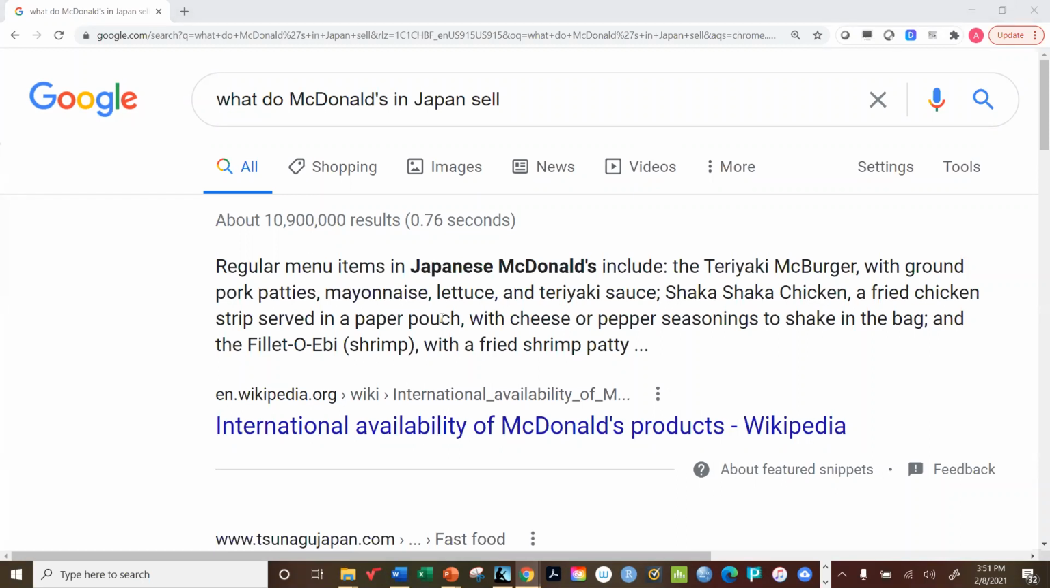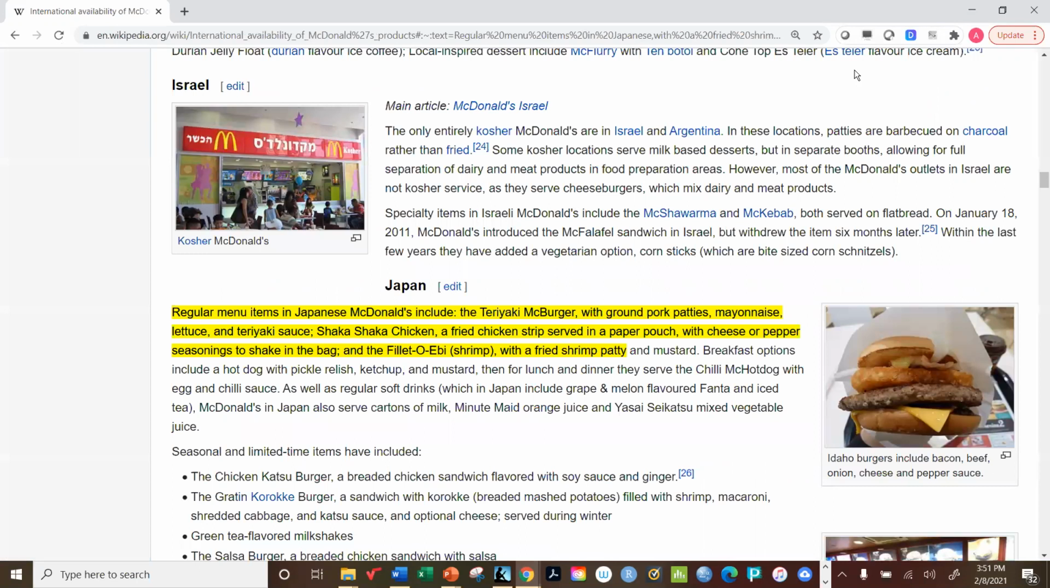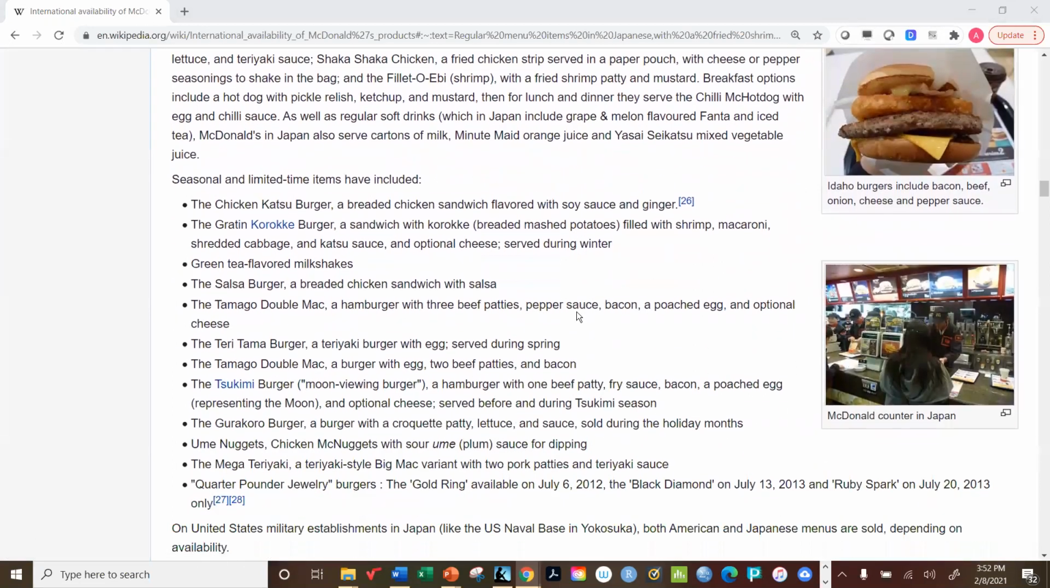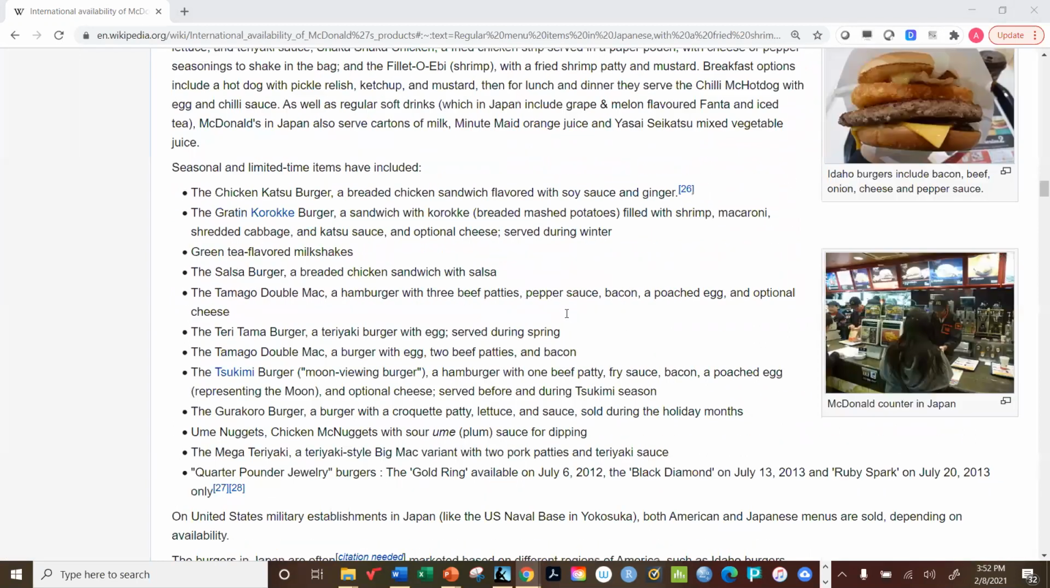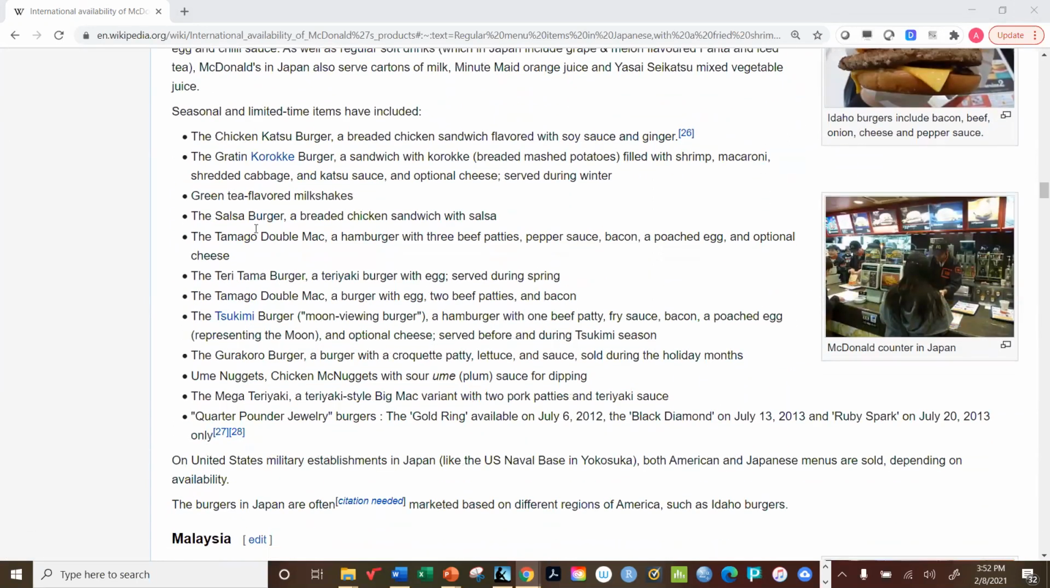Shaka chicken, Filet-O-Shrimp. Is there any McDonald's in the United States that sells shrimp? No. Why? No, of course not. You're not going to find that here. Look what else they have. This is Japan. Look at some of this stuff. Green tea flavored milkshakes. Wow.